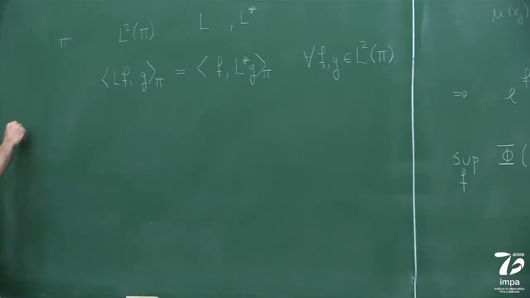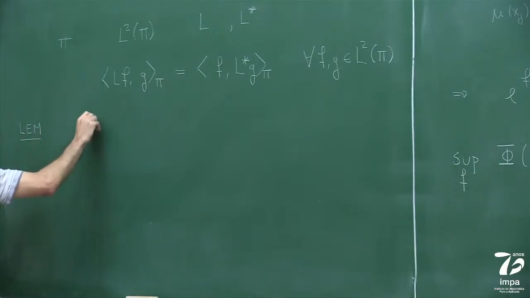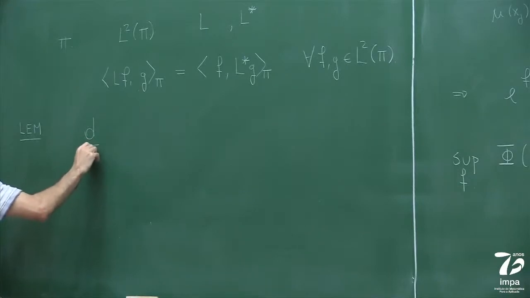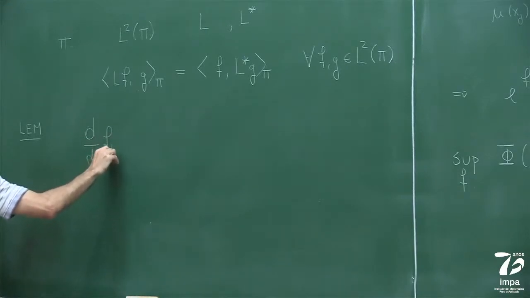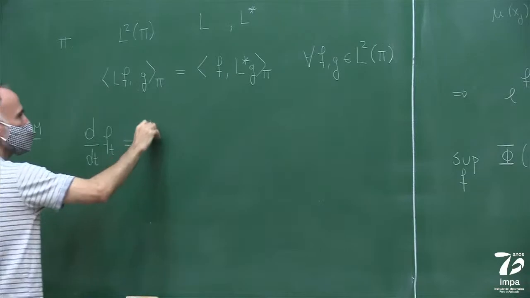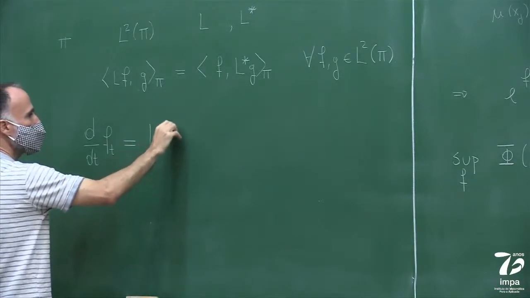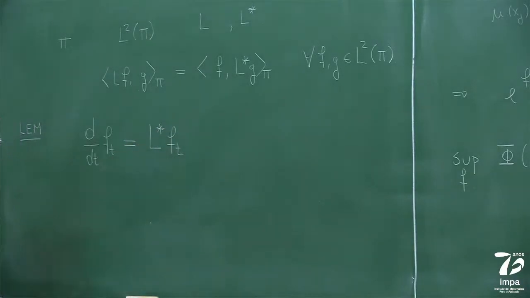And my lemma is that if I take the derivative of ft, this is equal to L star ft. So I have a formula for the derivative of ft. Okay, so proof.